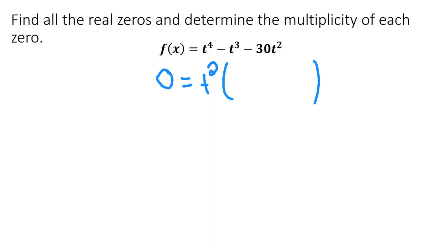So if you factor out a t squared, then the t to the fourth would give you t squared. And if we factor out t squared from the t cubed, then we're going to get a negative t. And then if we factor out t squared from the term negative 30t squared, then we get negative 30. Okay, so in this problem, if you notice, I have two factors, so I can set each one equal to 0.